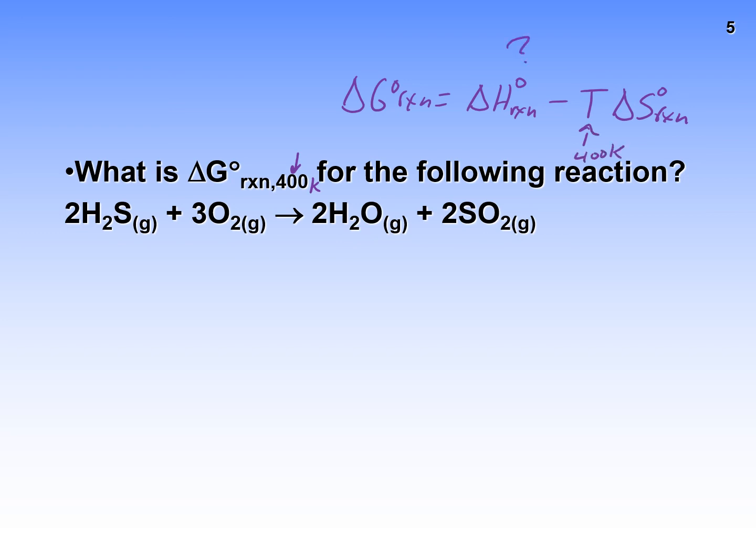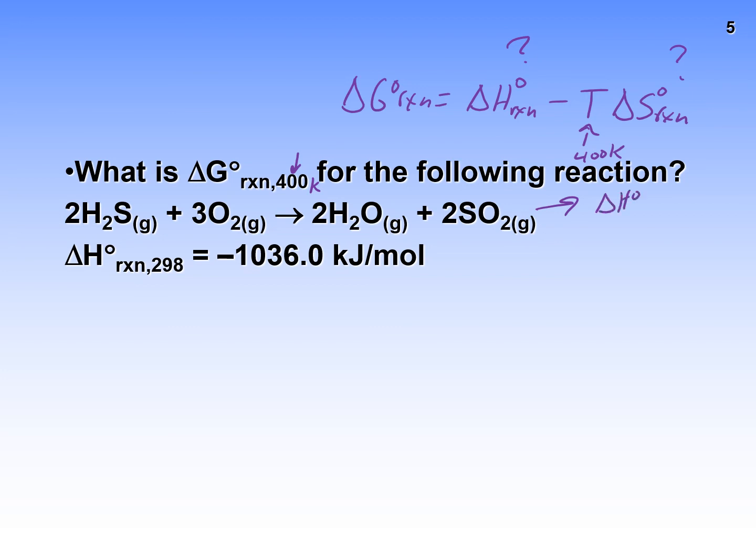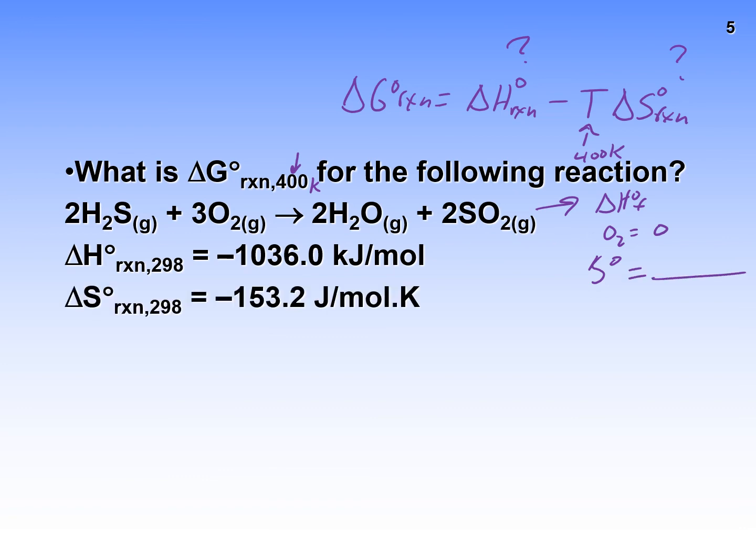What I really need is delta H and delta S for my reaction, and I can get that using Hess's law. So I need to look up all the delta H naughts of formation. Now for oxygen, we know it's going to be equal to 0 because that's a definitional thing. And I also need to look up all the S naught values so that I can plug into products minus reactants, solve, and I'm going to get these two values if you do that out using tabulated stuff. Now on a test, I would be giving you those values in a table, and you just have to apply the formula to solve for them.